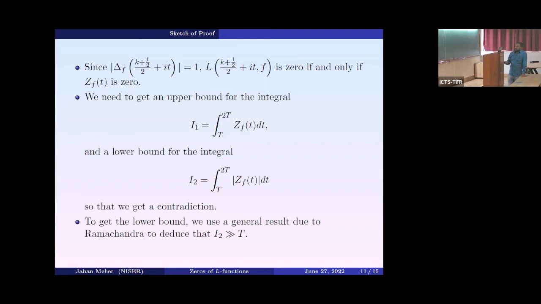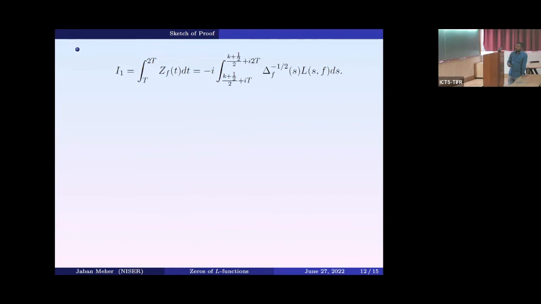And to get a lower bound, we use a more general result due to Ramachandra, which gives a lower bound that I2 is bigger than t. And for the upper bound, we use, I think, well-known estimates, but not very difficult, but you need to estimate a certain exponential integral and exponential sum.